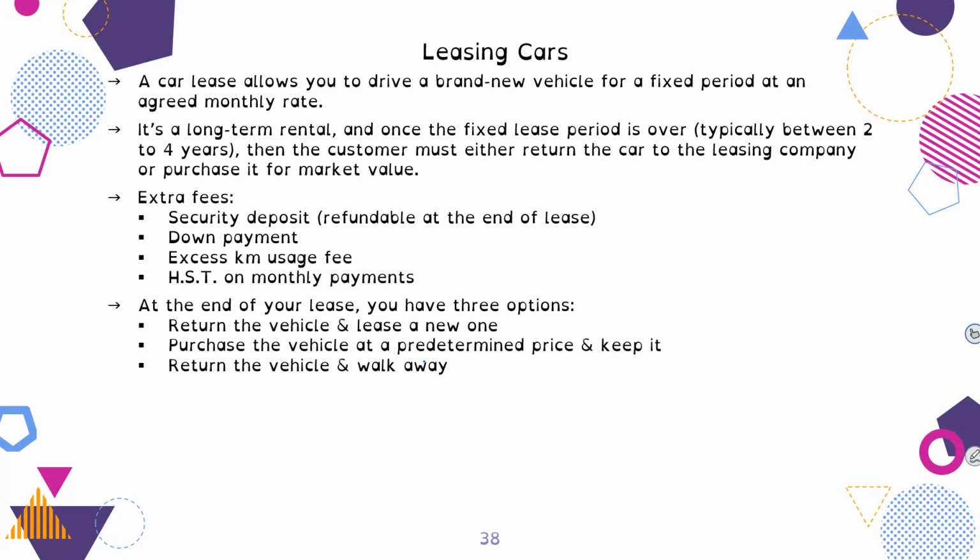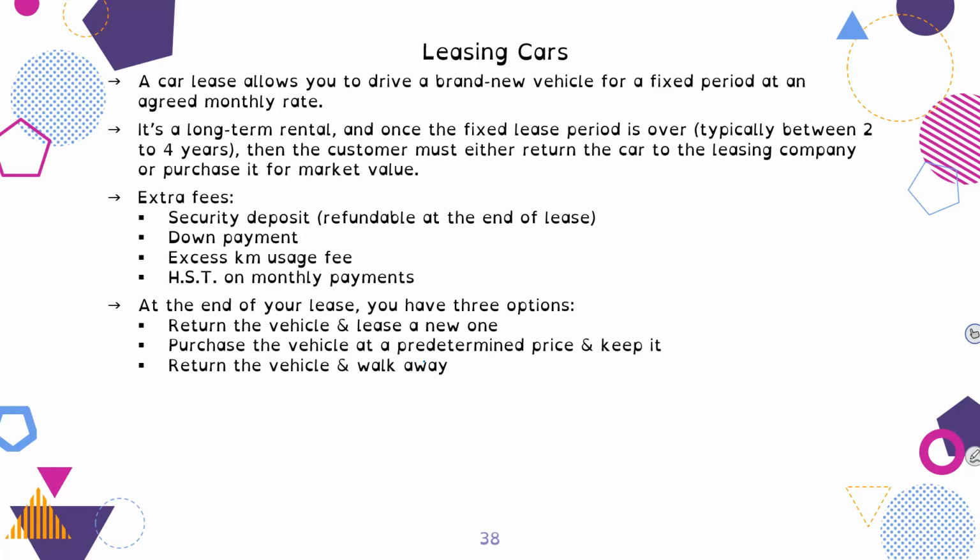There are extra fees, as always. So there is a security deposit, which is refundable at the end of the lease. You have to pay this up front and then you get it back if everything is in good working order. You have to pay generally a down payment. If you have excess kilometer usage fees, so if you go over the kilometers that you agreed upon, then you have to pay a fee for that. And then there's still HST on the monthly payments.